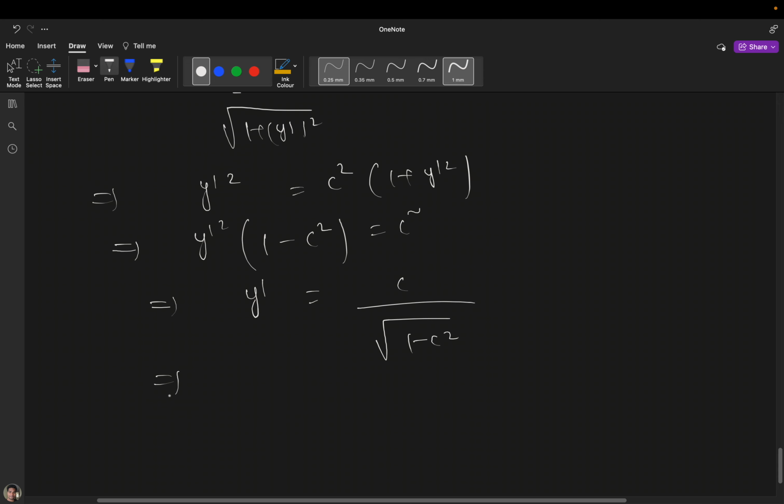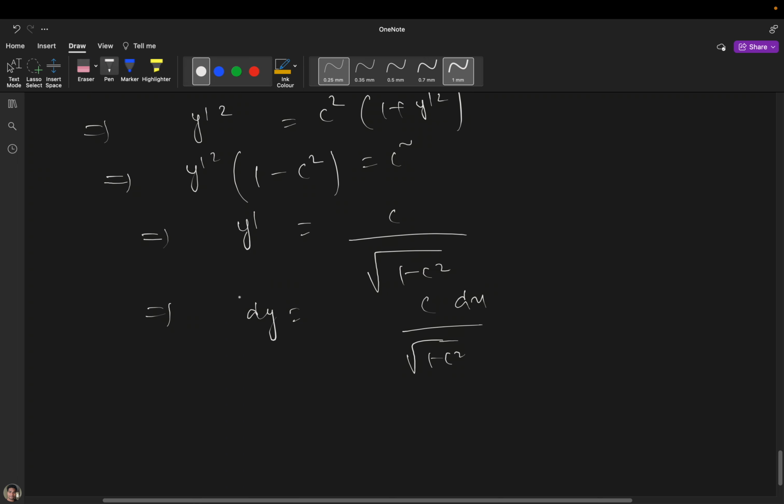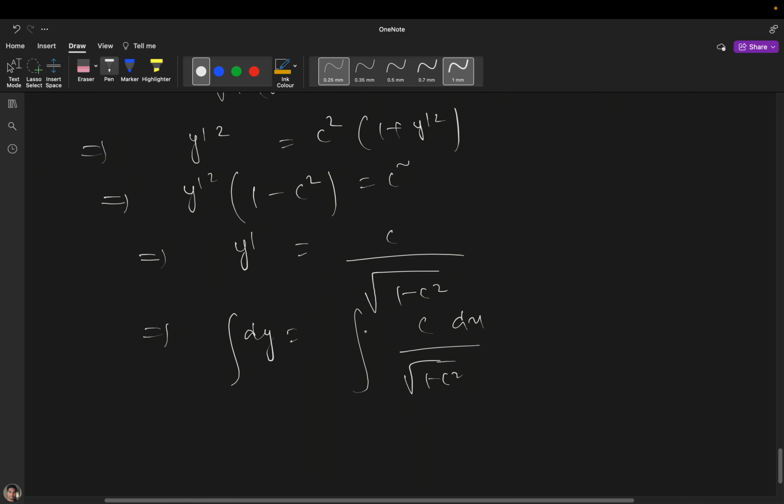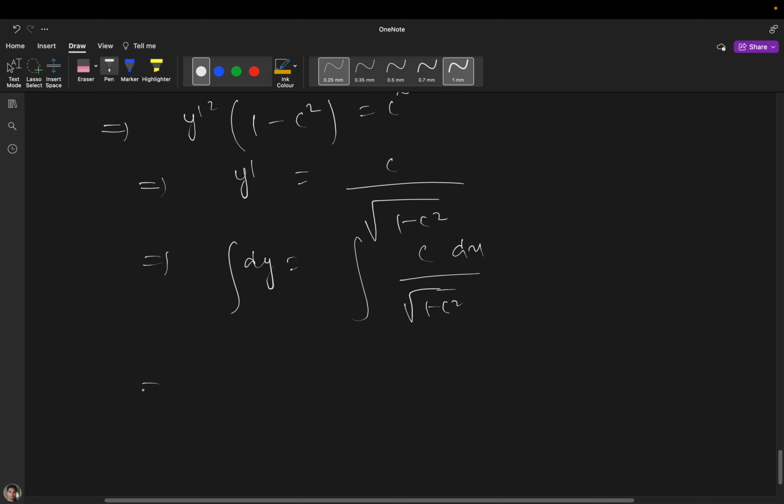Now I can write y dash as dy by dx. So it will become dy equal to c dx divided by square root of 1 minus c square. There will be a plus minus thing, you can take it, but you will get the same result. There will be a family of curves here, but when you put the boundary condition, you will get the same result.